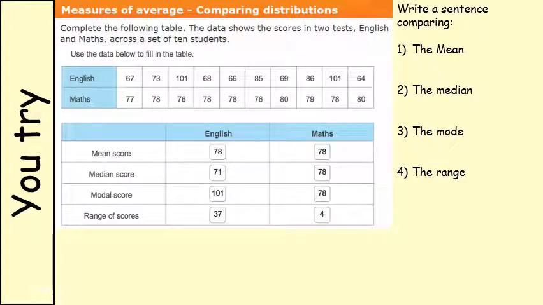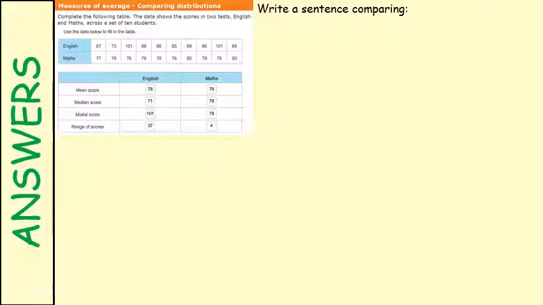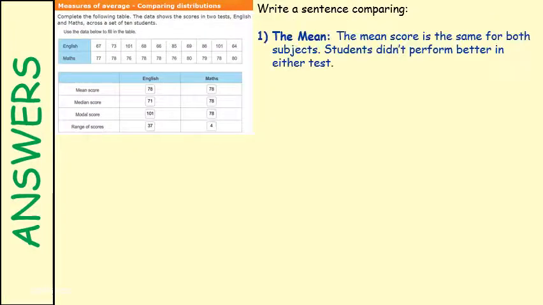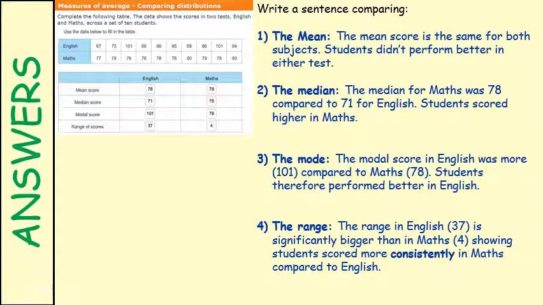Okay, so now I would like you to go back to that data that you completed in the previous question. I'd like you to write a sentence for each of those rows, so comparing the mean, the median, the mode and the range. Remember, I've given you those sentence starters in the previous slide, so go back and use those if you find that useful. Okay, so writing a sentence comparing, you could have had something like this. So we're looking for keywords like more or less, higher or lower, more consistent, less consistent. Just pause the video if you'd like to compare your answers.